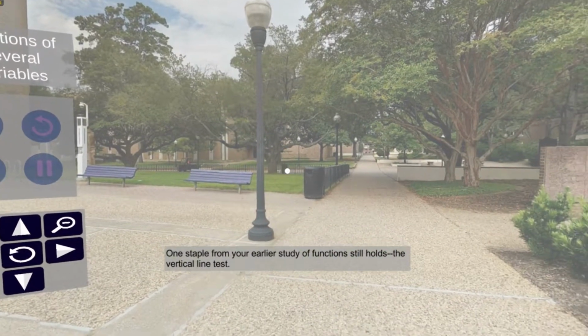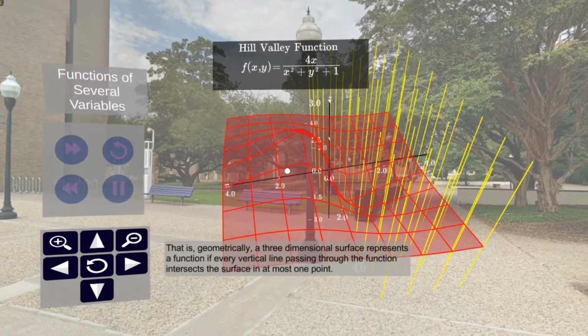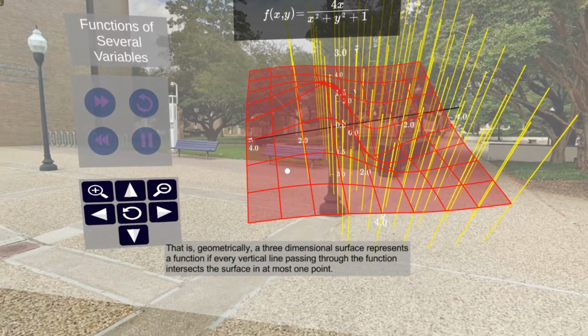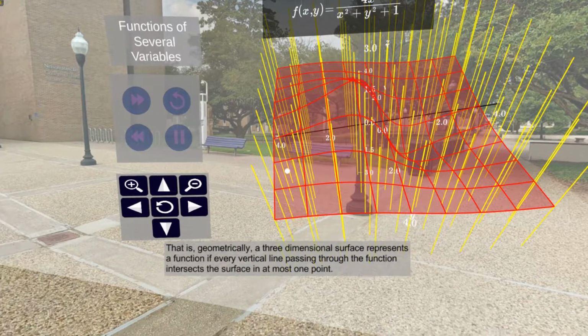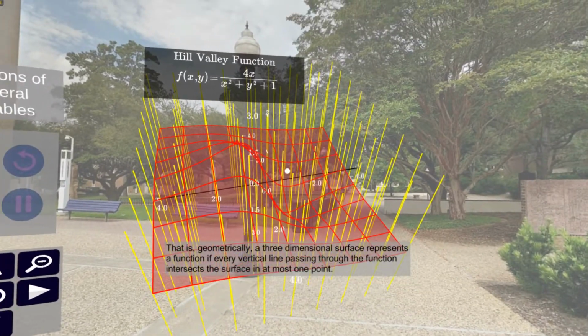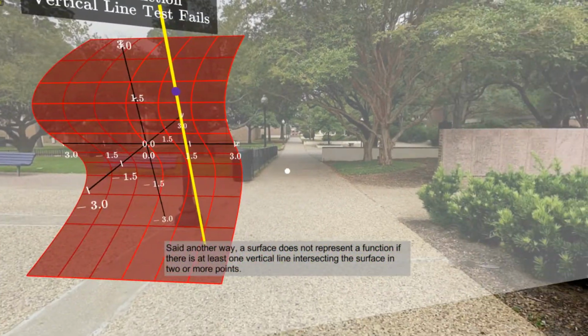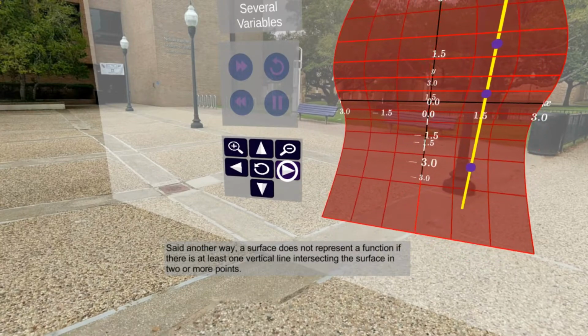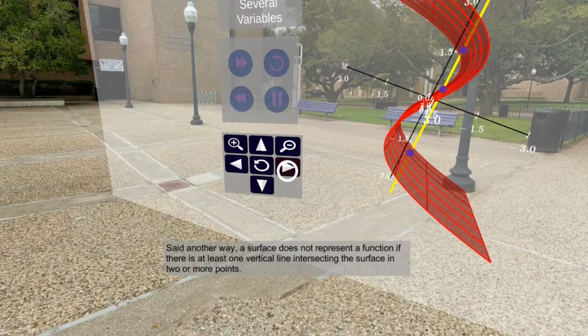One staple from your earlier study of functions still holds, the vertical line test. That is, geometrically, a three-dimensional surface represents a function if every vertical line intersects the surface at most one point. Said another way, a surface does not represent a function if there is at least one vertical line intersecting the surface in 2 or more points.